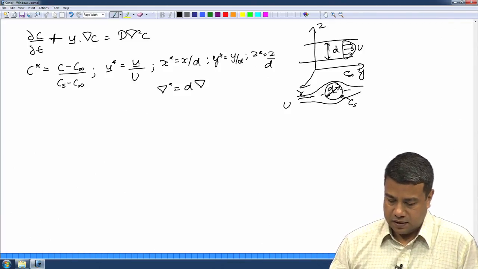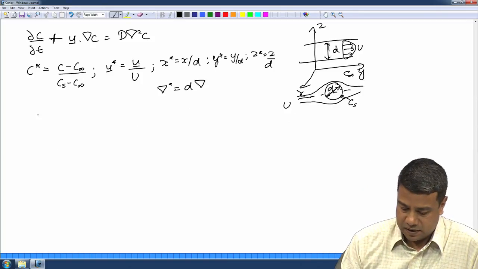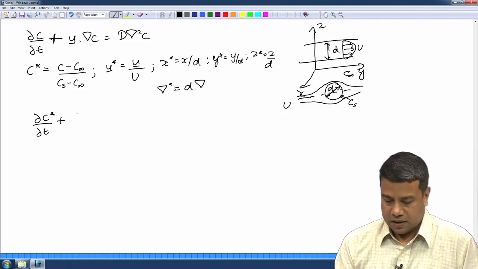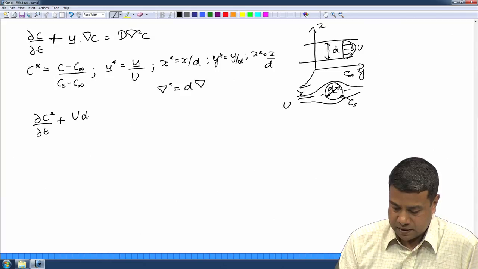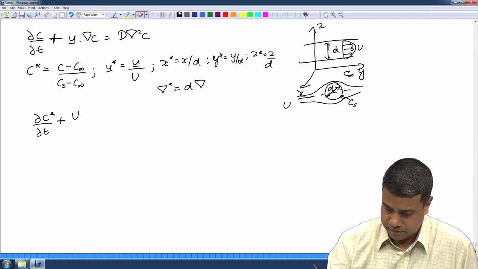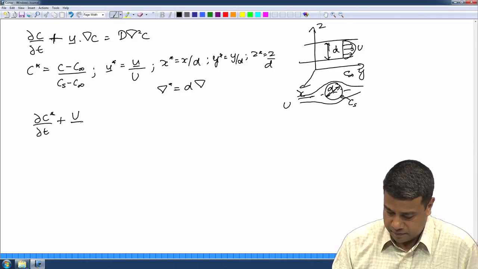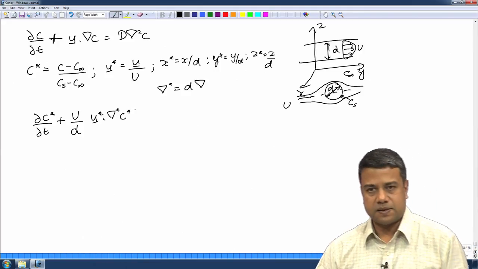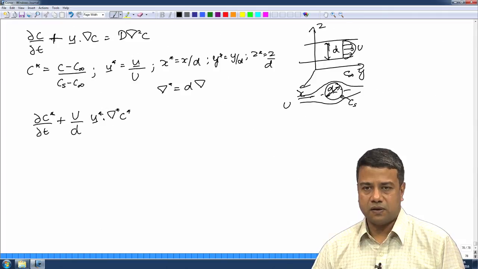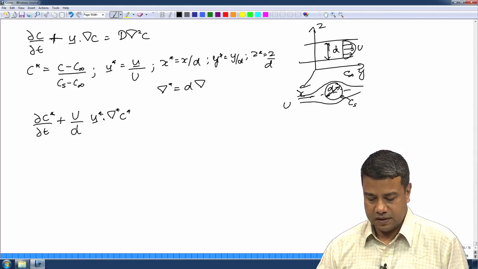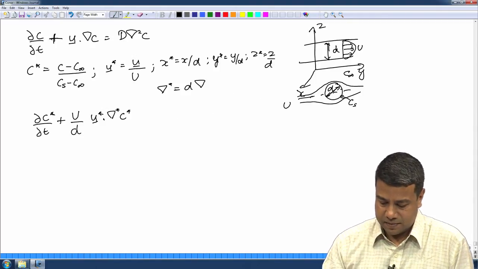So, if I do that, the equation is linear in the concentration field, therefore I will get partial C star by partial t star plus a velocity here times d, times u star dot grad star, the scaled gradient operator, times C star. Since I am scaling all lengths by d, this operator also gets scaled by the inverse of d. Defined this way, this term is dimensionless.